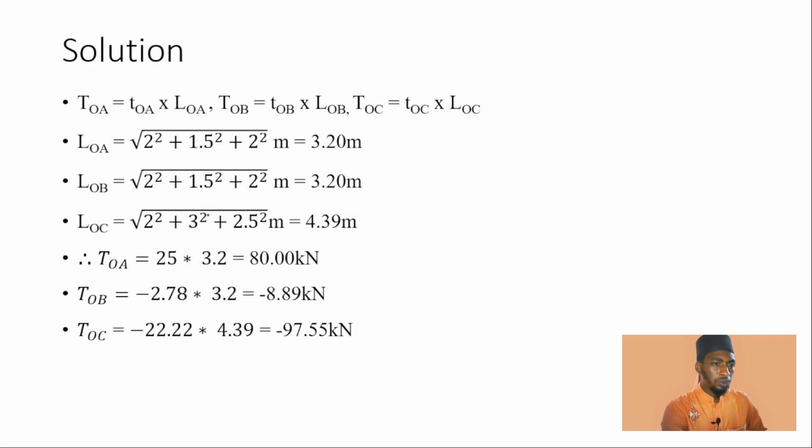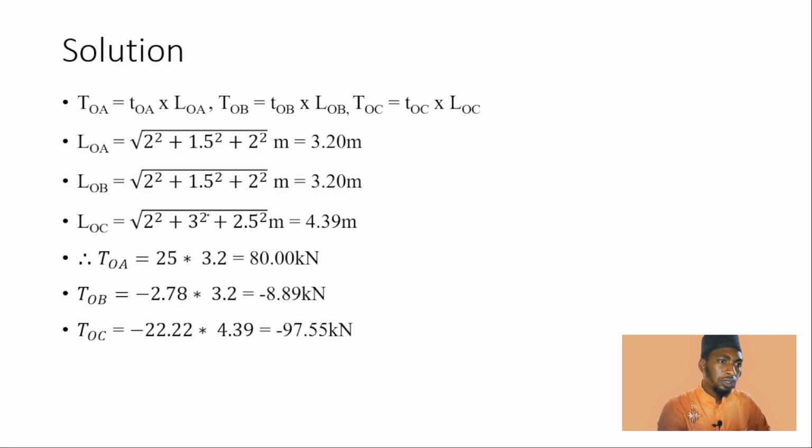If you are using a calculator, you have two options. Maybe you can put everything in brackets. You put the square root first, then open bracket, 2 squared plus 1.5 squared plus 2 squared, close the bracket, and your answer will be correct. Or you can do it one by one, 2 squared plus 1.5 squared plus 2 squared, and then you take the square root of the answer. Either way, you are good to go.